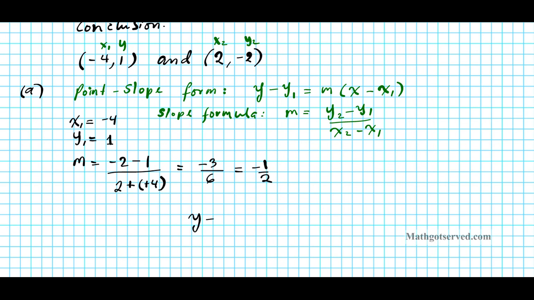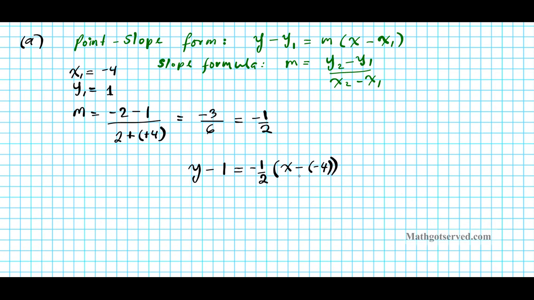So it's going to be y minus y1, y1 is 1, equals the slope m, -1 over 2, times x minus x1, x1 is -4, don't forget the sign. And it looks like this form needs further simplification because of these 2 signs here. So we have y minus 1 equals negative 1 half times x, minus times minus is plus 4. And this is the point slope form of the equation of the line through the points that were given.